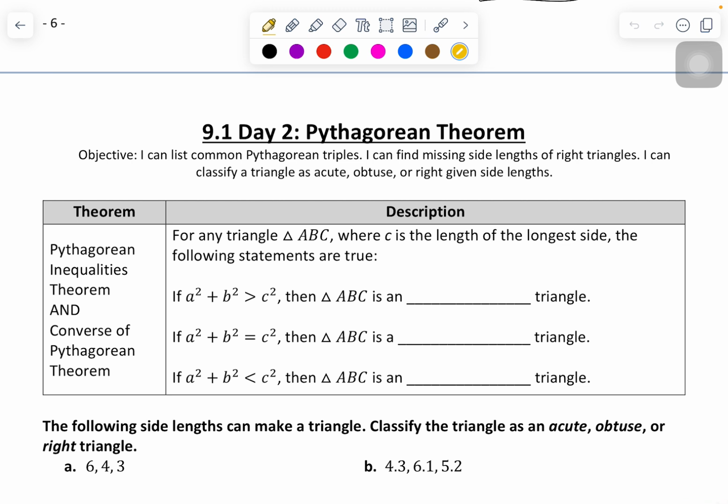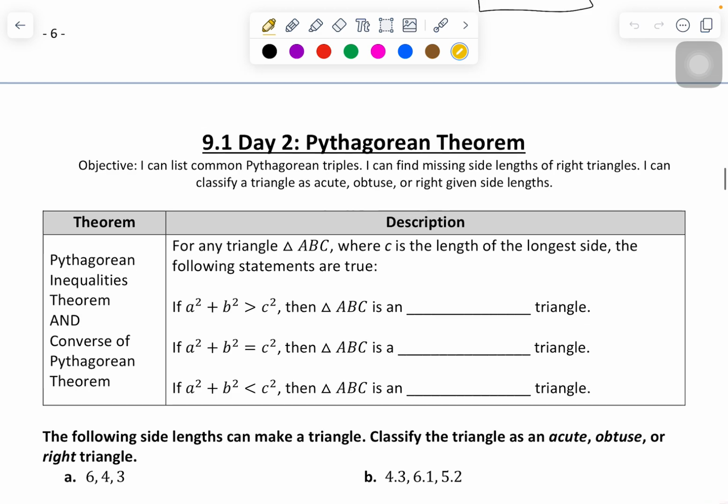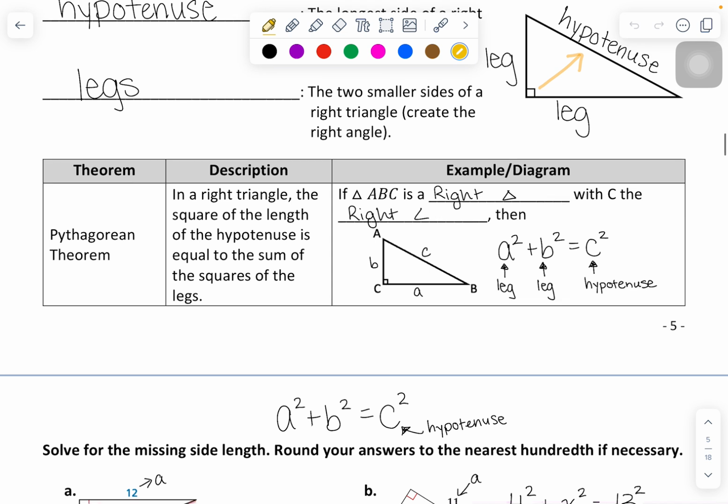Now, Pythagorean theorem, the regular theorem, is used to solve for a missing side length, specifically in a right triangle. But we also have Pythagorean inequalities as well as the converse of the Pythagorean theorem that we can use. Now, converse, remember, is the reversed version of the if-then statement. So Pythagorean theorem itself stated if we have a right triangle, then, well, there's more to it, but we could do a squared plus b squared equals c squared, where c is the hypotenuse length.